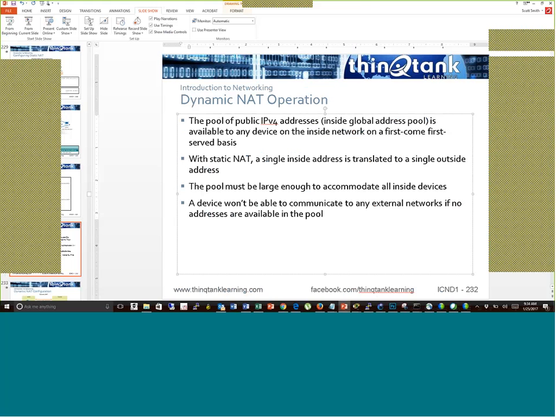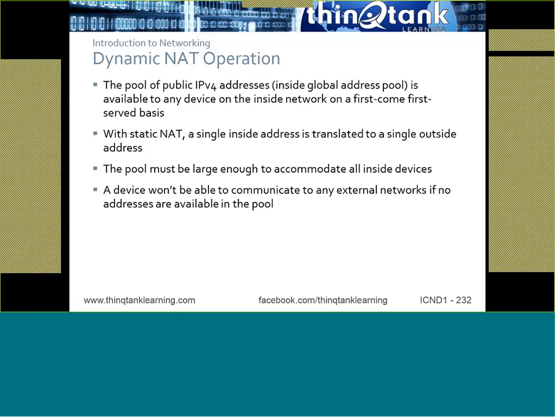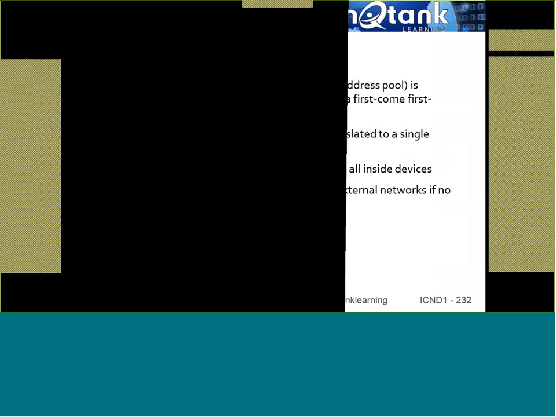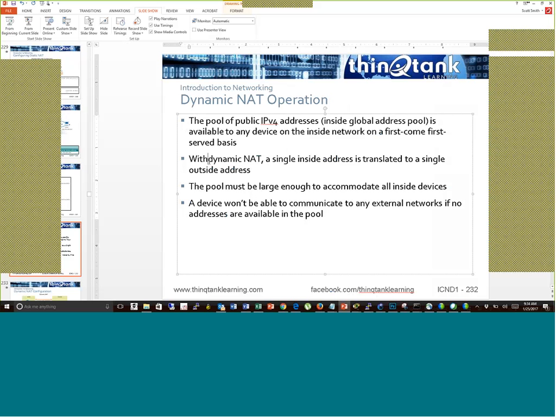With static NAT, we have a single address translated to a single outside address. Actually, you know what? That was correct. I'm going to explain why it was correct here in a second. It is dynamic. Actually, static and dynamic kind of do the same thing. What they mean to say with this is that when you want to go to the internet, you grab an address from the pool.